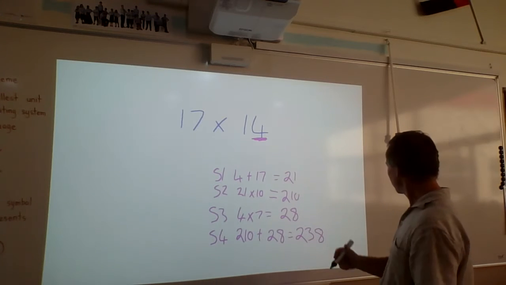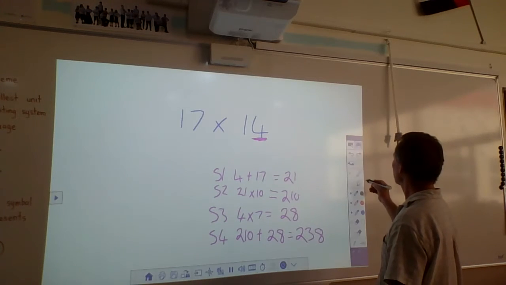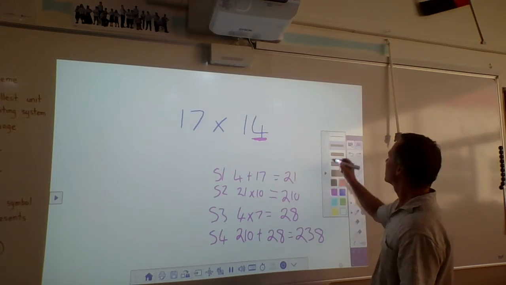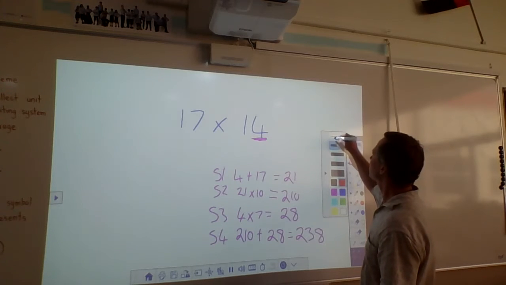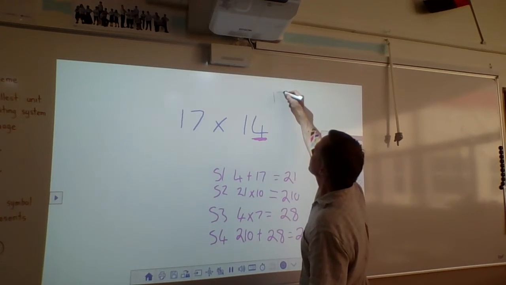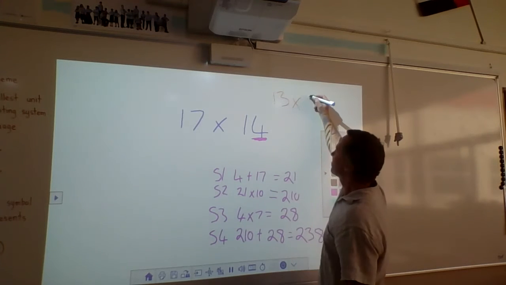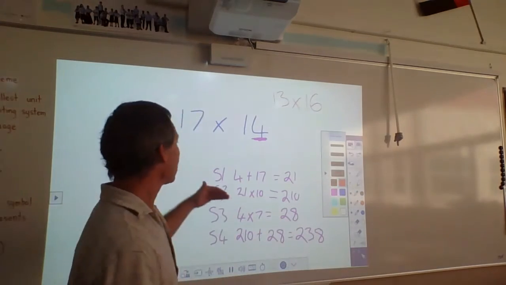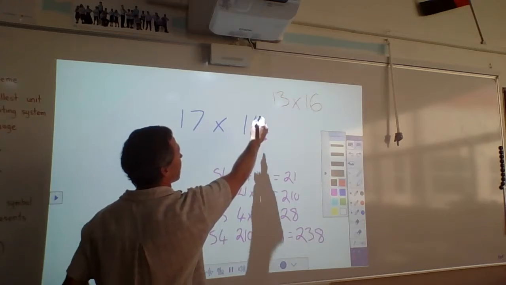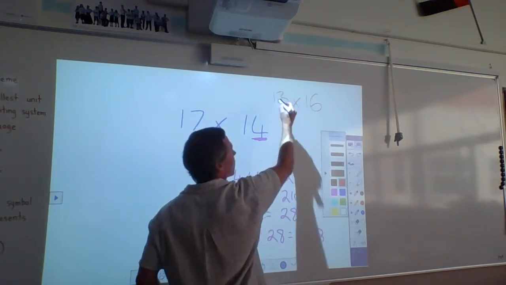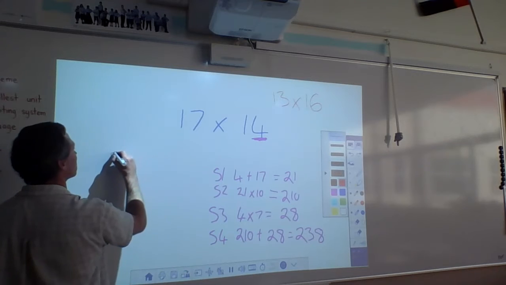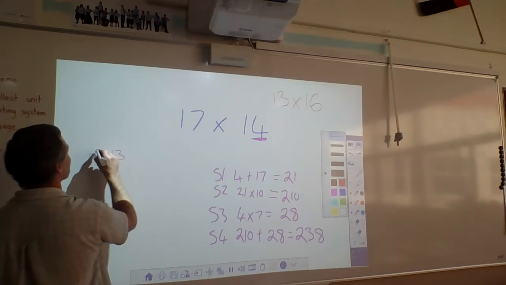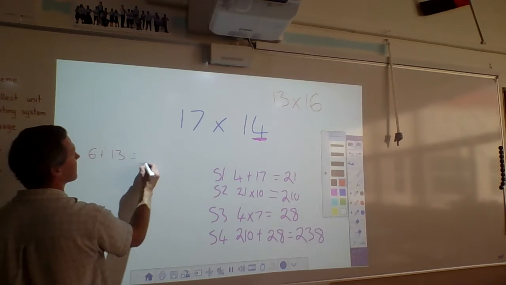Okay, so I'm going to leave them there. Let's try a couple over here. See if you can follow those same steps. So if I put down 13 times 16. Follow those same steps, and I'll do one over here. So step 1, I've got 13 here, and I'm going to add the 6 onto the 13. So step 1, 13, and I'm going to add the 6. So 6 onto the 13. Doesn't matter which way you do it. 6 plus 13 equals 19.